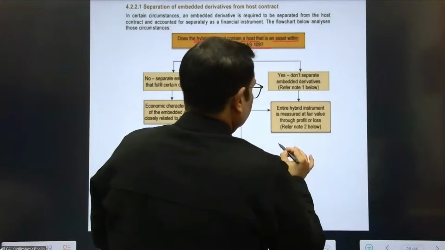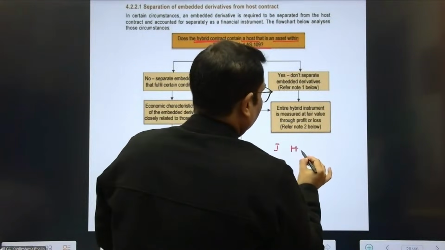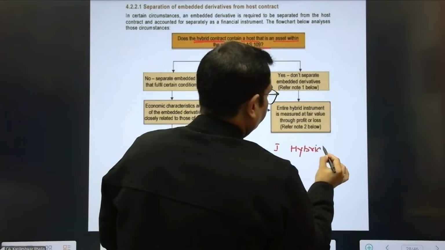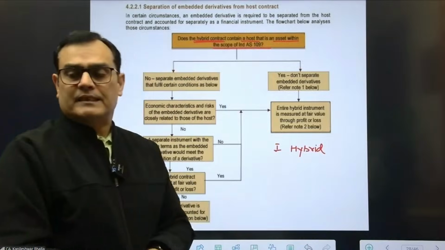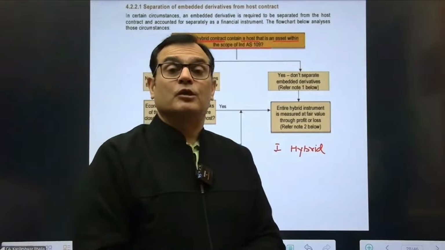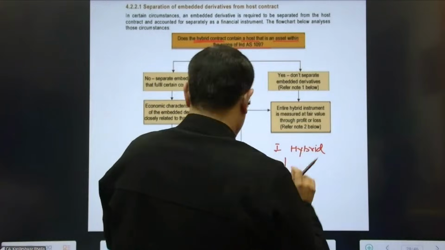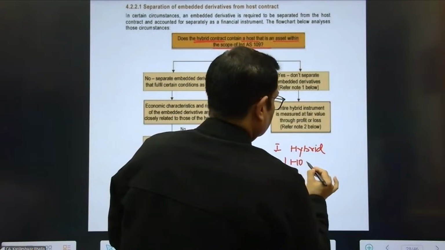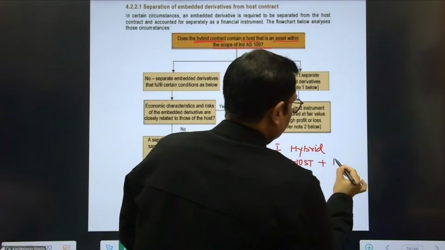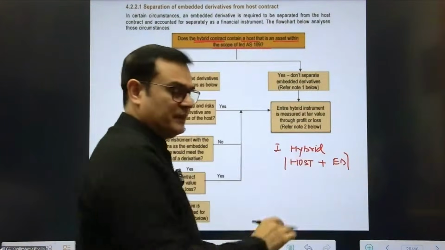The step number 1 is to see that the contract is hybrid in nature, and hybrid in nature means that it has got a host and there is an embedded derivative. Let me explain.